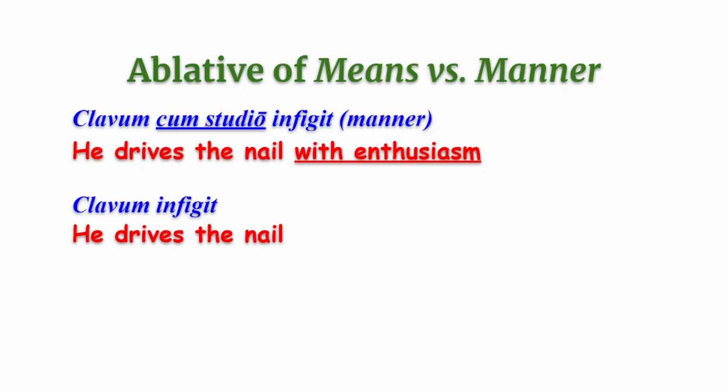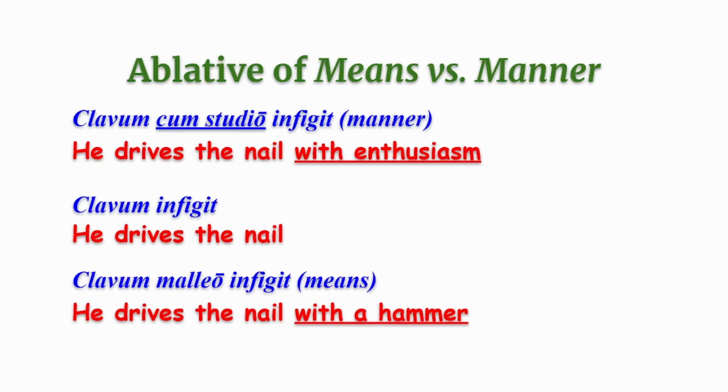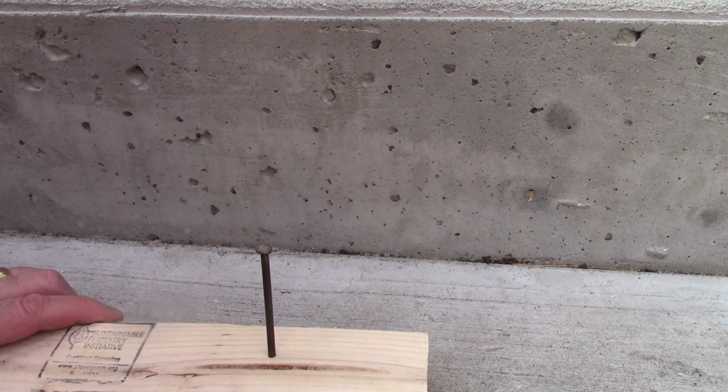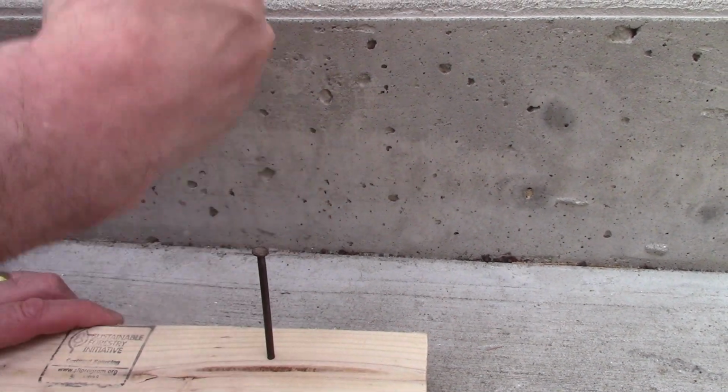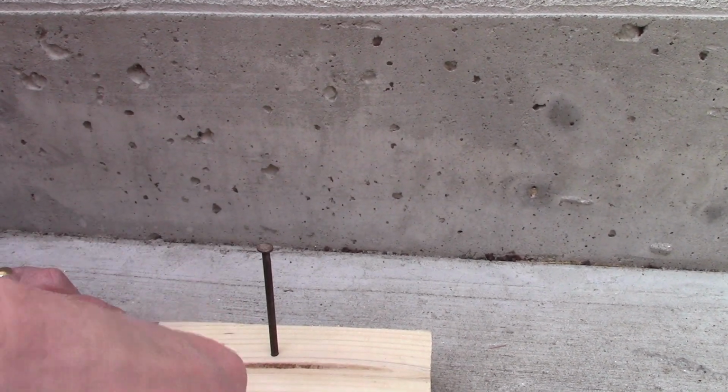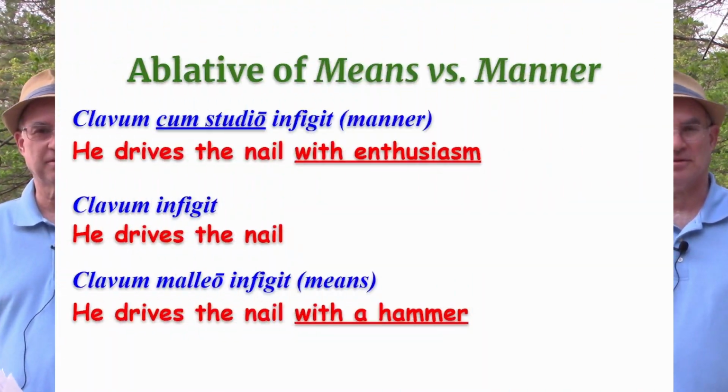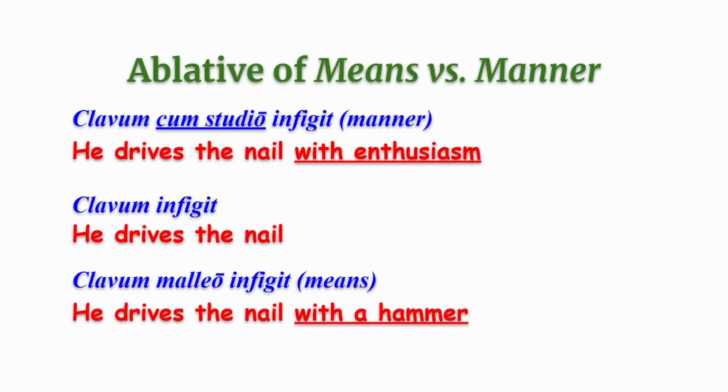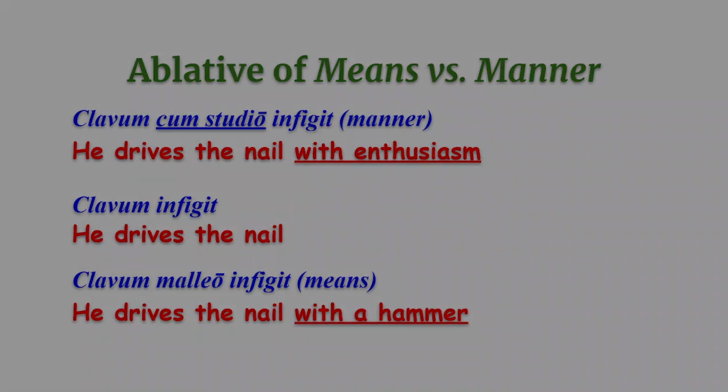All right. Now, we specify the actual means, however, when we say clavum malleo infigit. He drives the nail with a hammer. The hammer is a necessary part of the process. Without it, the nail is going nowhere. Ouch!